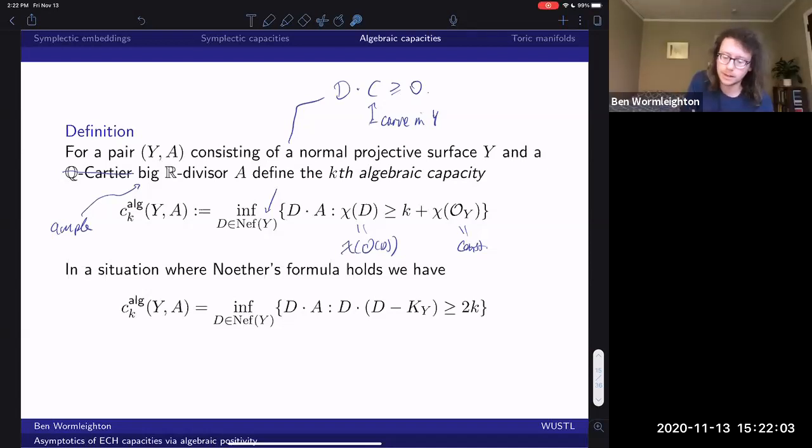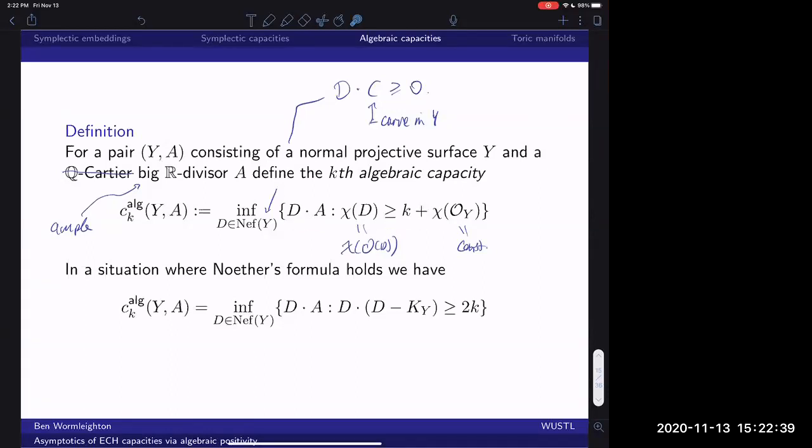The thing I was about to say is you should think of this as: we're trying to minimize the A-area of D subject to some kind of largeness constraint. And this largeness constraint, let's say this chi of D is actually just global sections, which in many cases, when we have good vanishing theorems, it will be. This is basically saying that the linear system containing D, in other words, the moduli of D, is sufficiently large. So this is really saying minimize area subject to sufficiently large moduli. Great. Yeah.